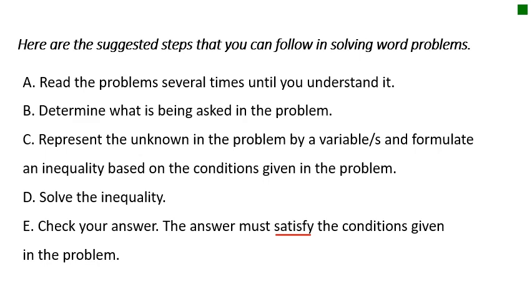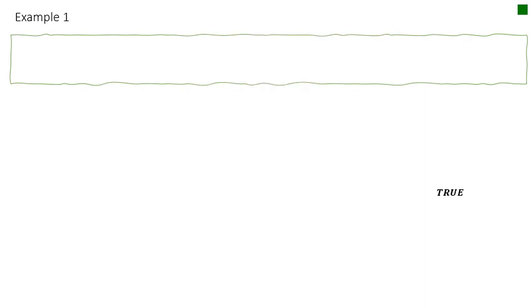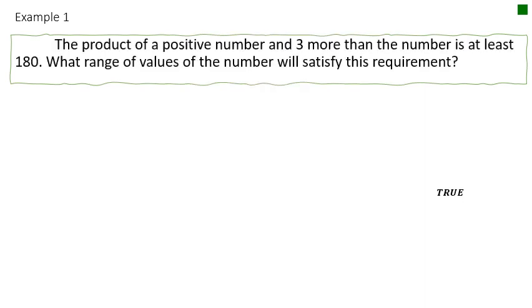So, let us have example. Let's have example number 1. The product of a positive number and 3 more than the number is at least 180. What range of values of the number will satisfy this requirement?